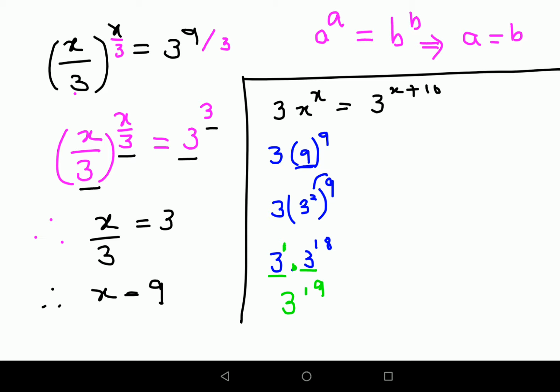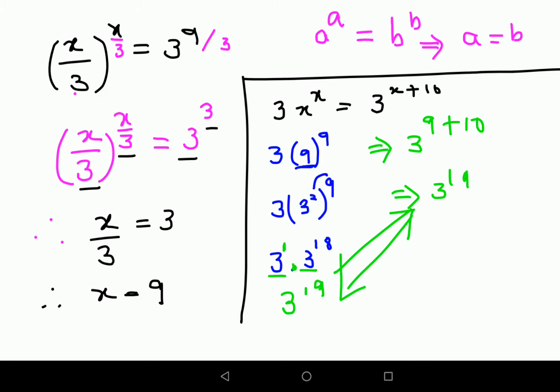That gets you 19. Similarly, over here in your RHS, you have 3 raised to 9 plus 10, that gets you 3 raised to 19. And that is what you got after substituting the value of x as 9 in your LHS. Therefore, I can say x equals 9 is the perfect solution for this particular question. That's it for today. I will see you in the next video.